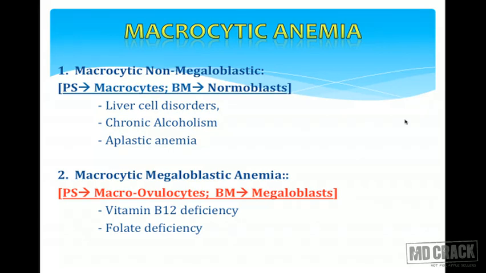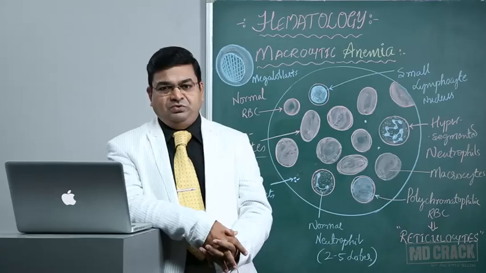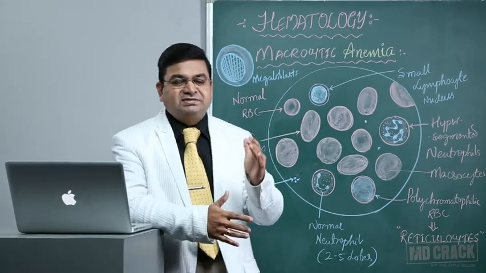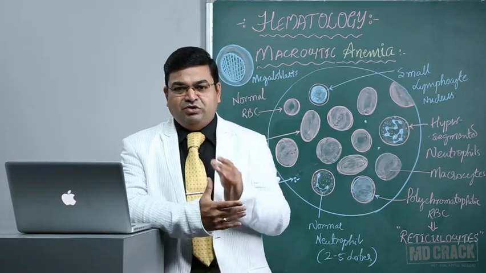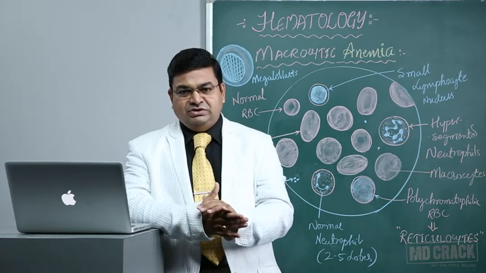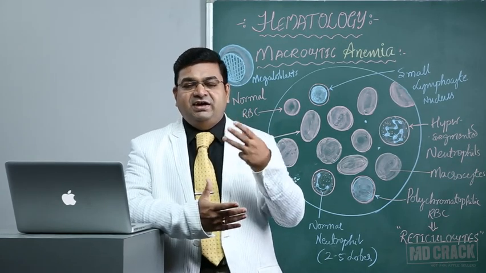So what are the causes? It could be due to liver cell disorders. Patients with liver disorders, chronic alcoholism patients, can have only macrocytic anemia, or patients with aplastic anemia. Aplastic anemia is one of the important causes of pancytopenia. When you use the word pancytopenia, it is reduced red cell mass manifested by reduced hemoglobin percentage, reduced WBCs, and reduced platelets.